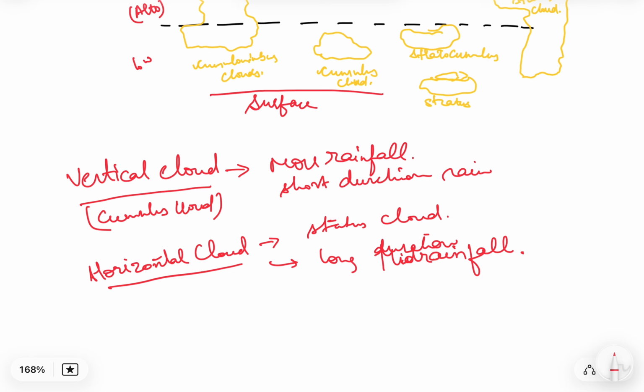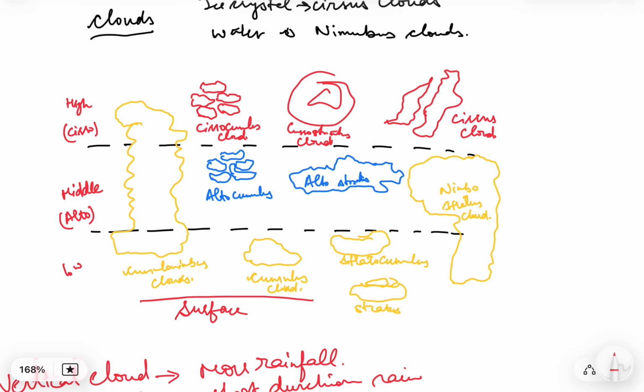So these are the different types of clouds we have. In the higher areas we have cirrus clouds, cirrocumulus clouds and cirrostratus clouds, and in the middle areas we have the altocumulus cloud and altostratus clouds. In the lower areas we have stratus cloud, stratocumulus clouds, and the cumulus clouds. And vertical clouds, we have two types: the cumulonimbus clouds and the nimbostratus clouds. So these are the two different vertical clouds we have.